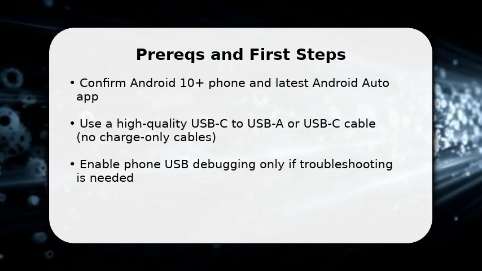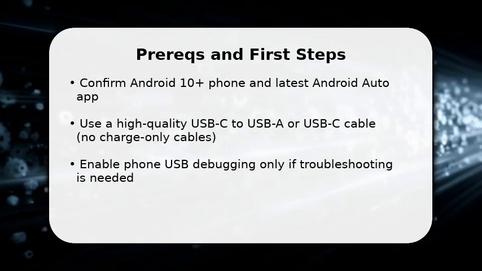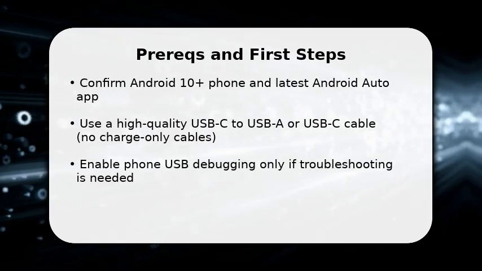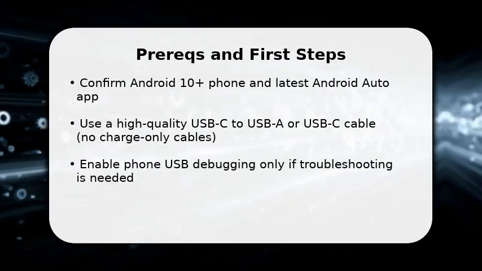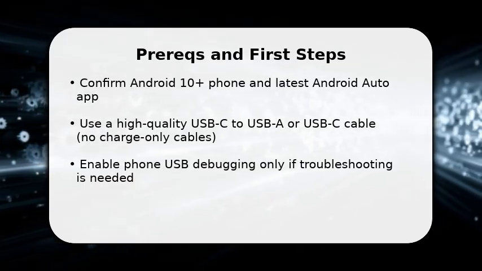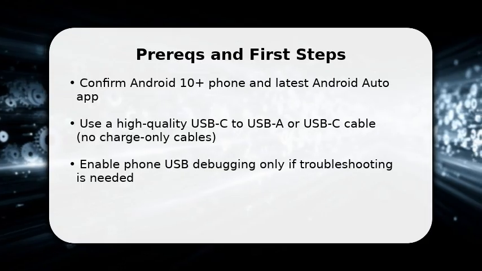You start by preparing the essentials. Make sure your phone runs Android 10 or newer and has the latest Android Auto app. Once done, plug a known good data-capable cable into the phone and the Nexon's USB port. Avoid cheap or charge-only cables because they won't negotiate data.